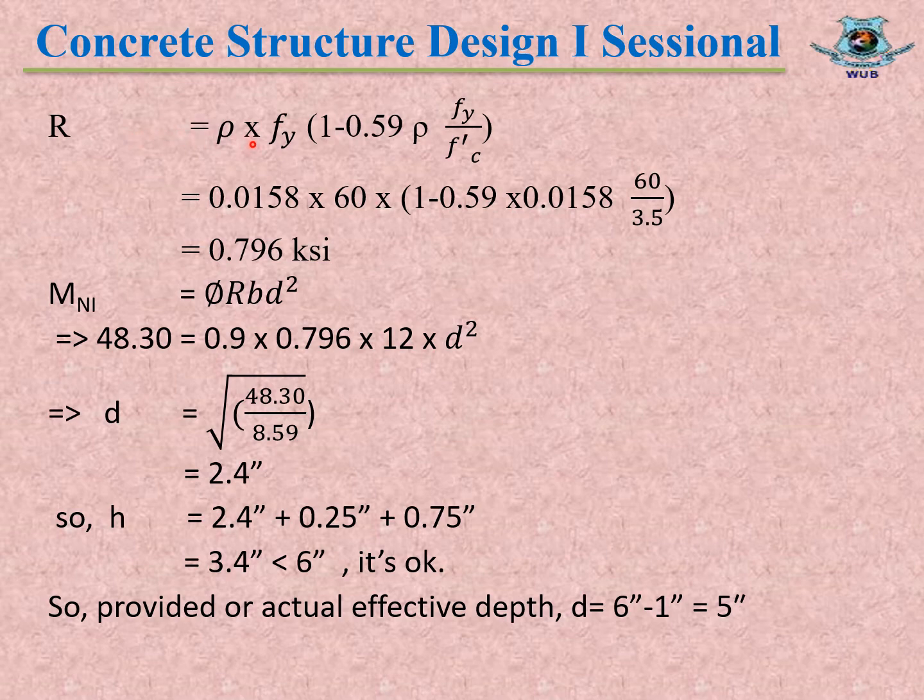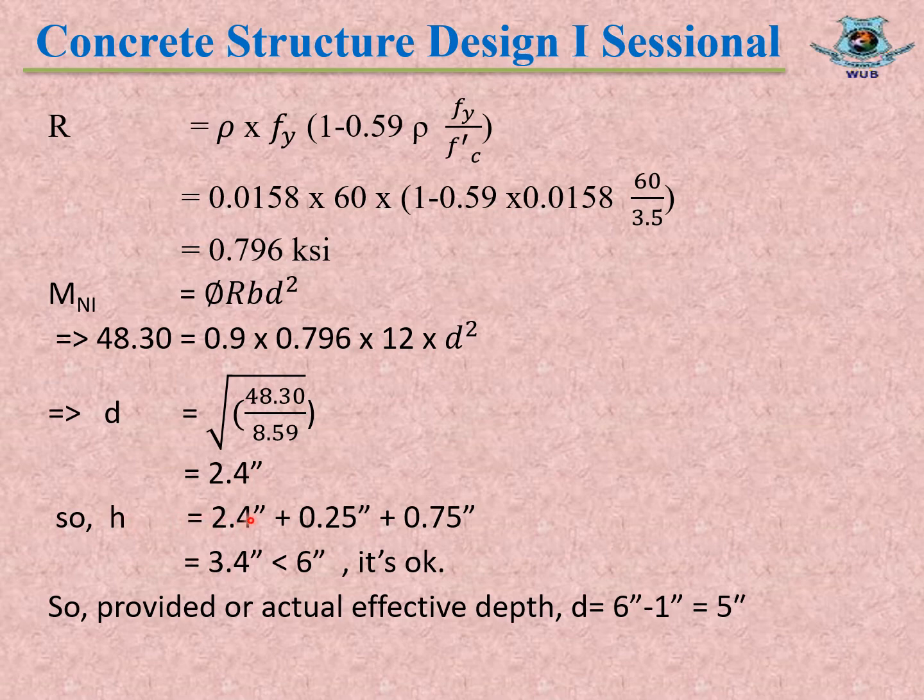R equal to rho fy into 1 minus 0.59 rho fy by f'c. By substituting all values in equation, we get R equal to 0.796 ksi. Mni equal to b R d square. For depth check, it is necessary to check it from maximum moment, and for this Mni has been taken. Finally, d equal to 2.4 inch.